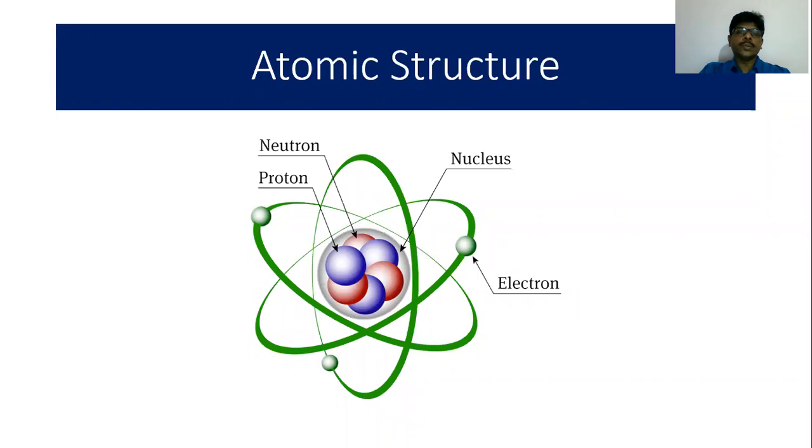Now over here you see the structure of an atom. To understand what radiative transitions are, first we shall understand the structure of the atom. We know that at the center is the nucleus, which is made up of protons and neutrons. Around the nucleus, we have the electrons moving in different orbits. Electrically, the atom is neutral because the number of protons is equal to the number of electrons.